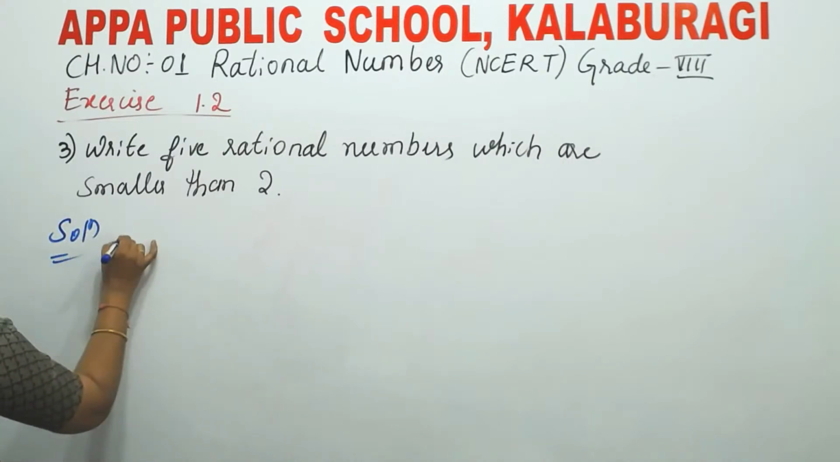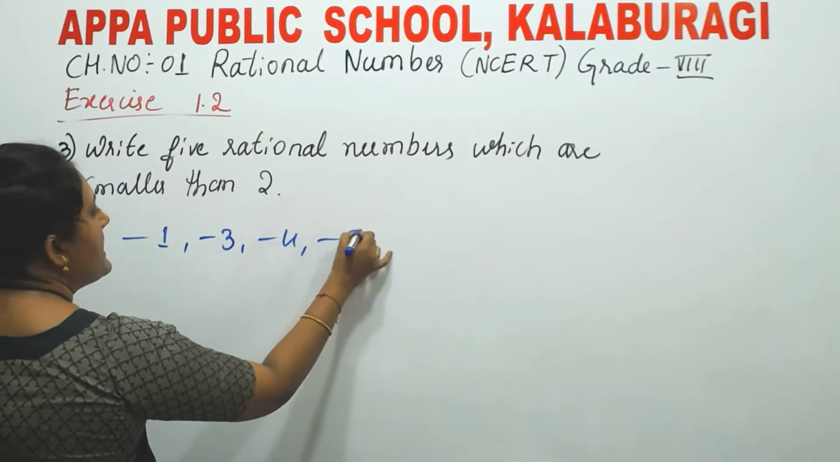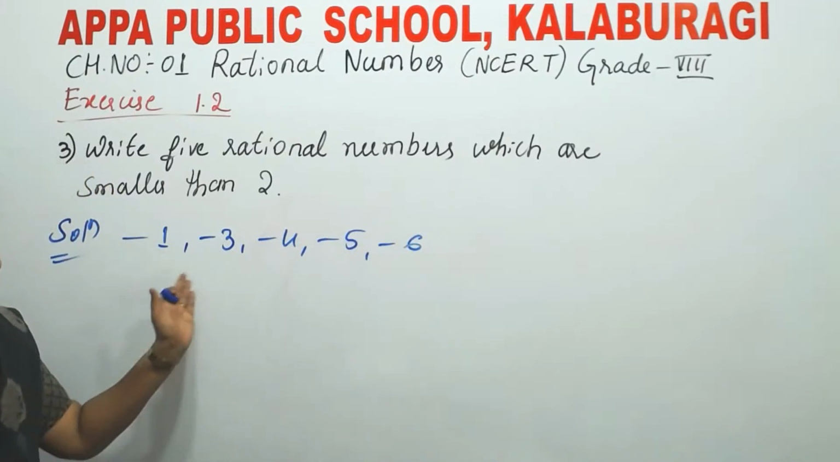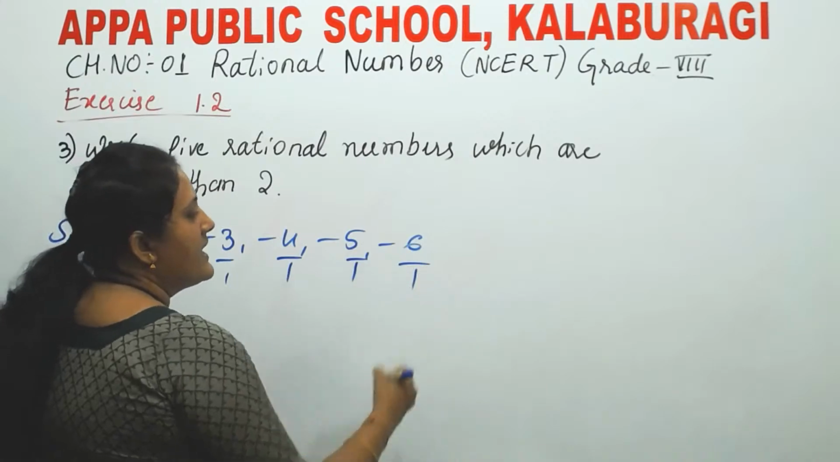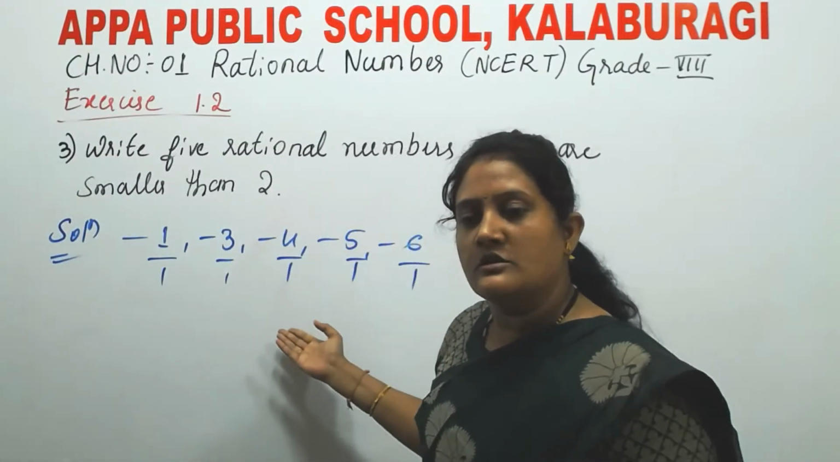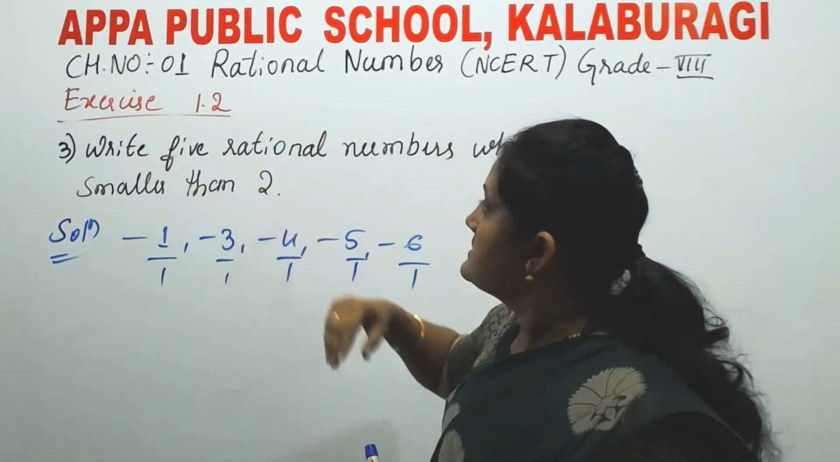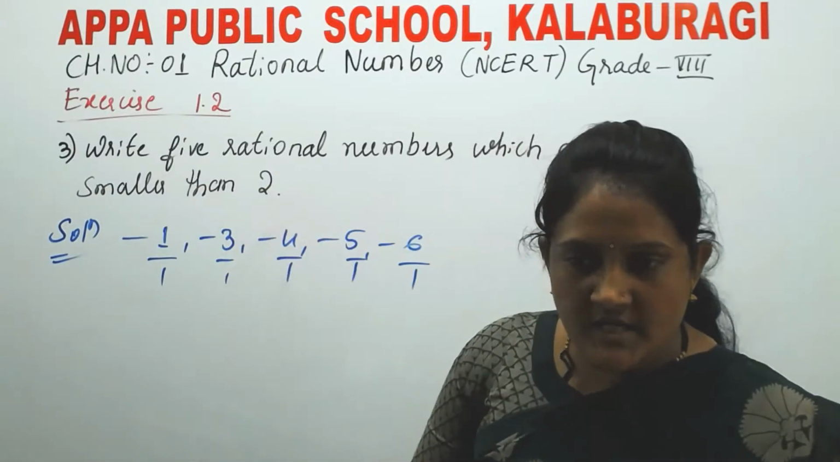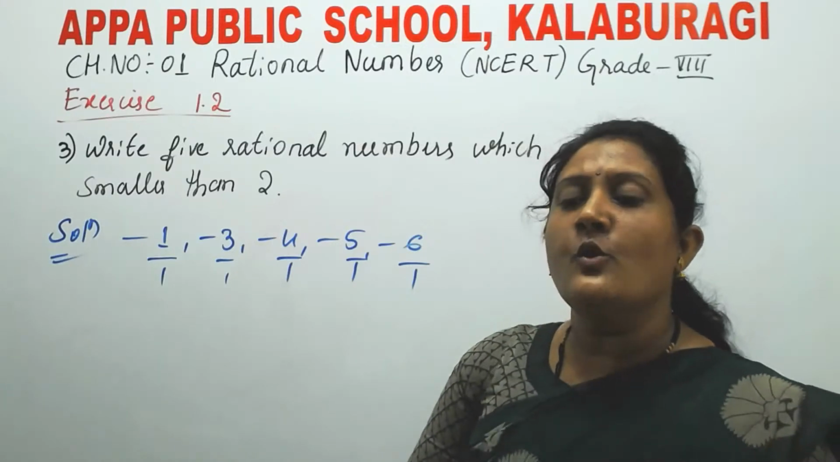Solution. -1, -3, -4, -5, -6. These are rational numbers only because 1 by 1, 3 by 1, 4 by 1. If it is a natural number, if it is an integer also, it is a rational number. So we can write these 5 numbers smaller than 2, right? Hopefully you understand.